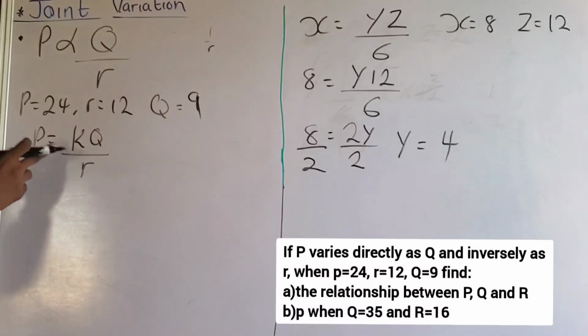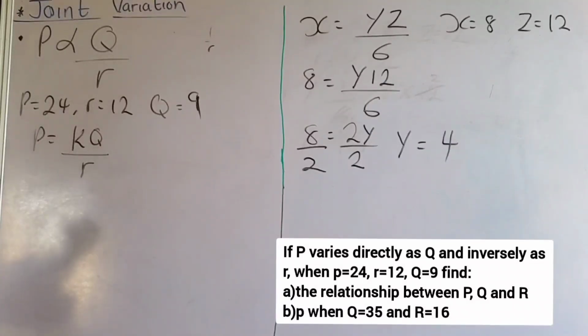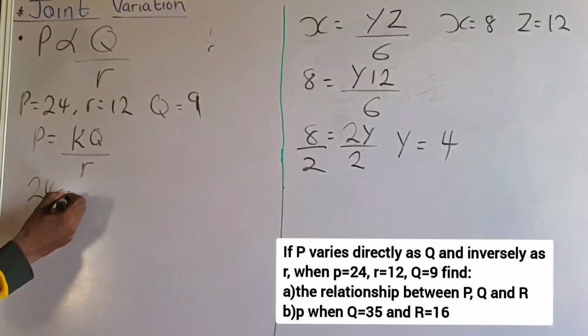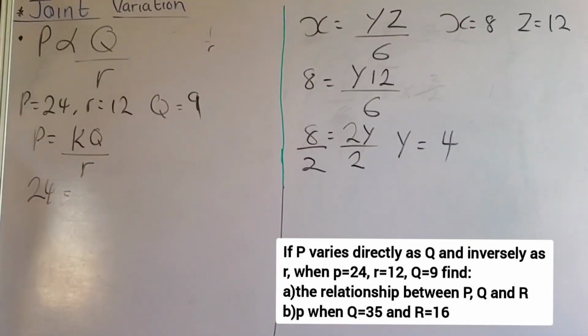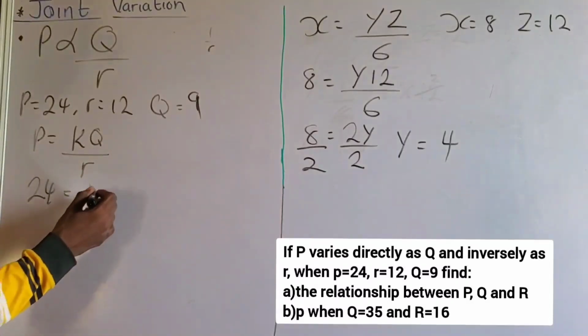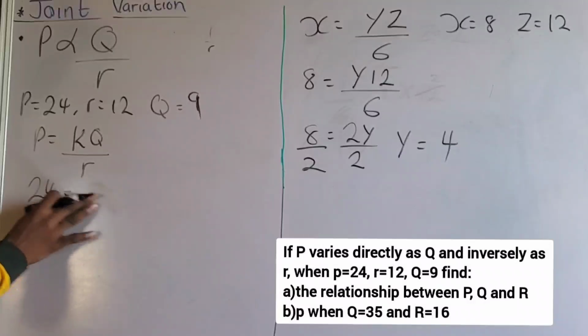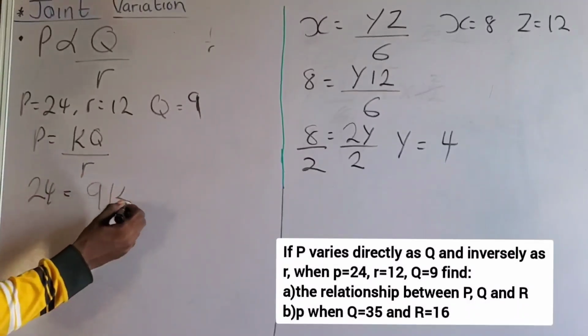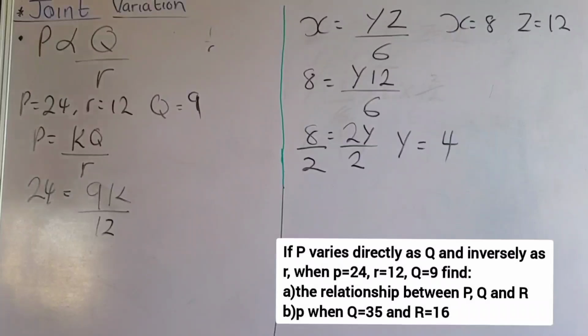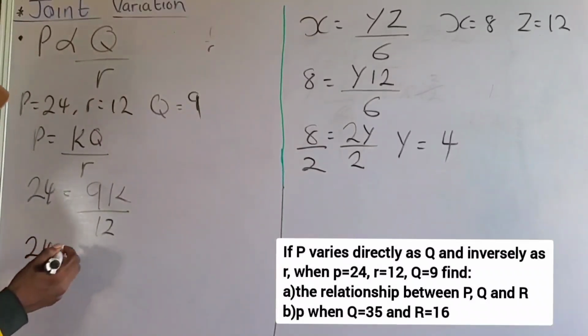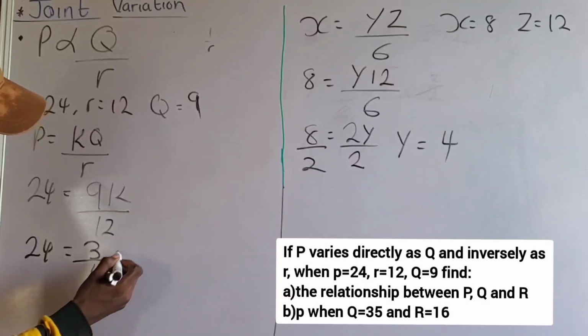Having gotten this, to get the value of the constant, which is K, we have to substitute the values of P, R, and Q as 24, 12, and 9 respectively. So I'm going to have 24 equals, now, we don't know the value of K, our goal now is to determine the value of K. Q has been given as 9 and R as 12, so I'm going to have 9 multiplied by K all over 12. Having gotten to this step, you can get the value of K, or you can still reduce this. So I'm going to have 24 equals 3K over 4.